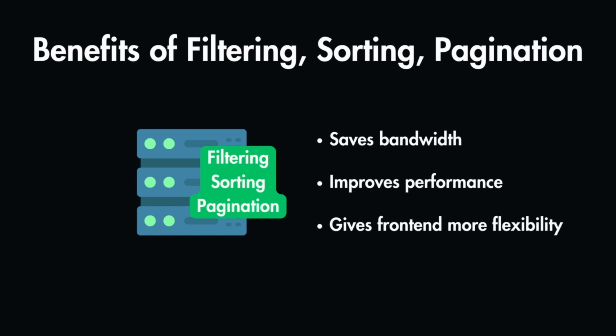So this approach of adding filtering, sorting, and pagination comes with benefits. So first of all, it saves the bandwidth of your server. It also improves the performance both on the server side and on the front end side. And it also gives the front end more flexibility, because now you can fetch only the things that you need and not some unnecessary data from the database.